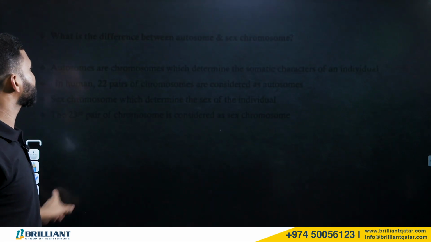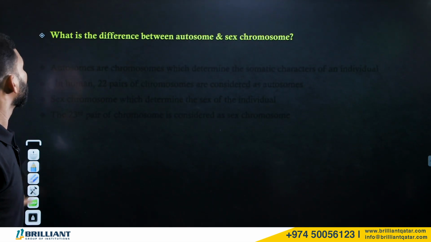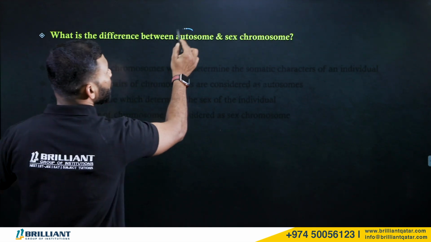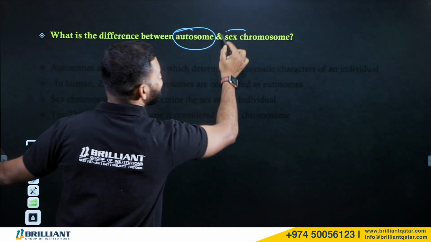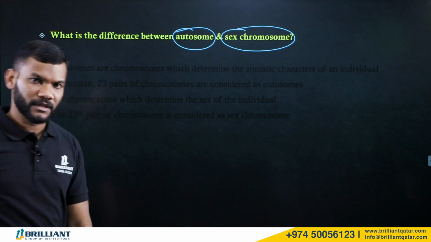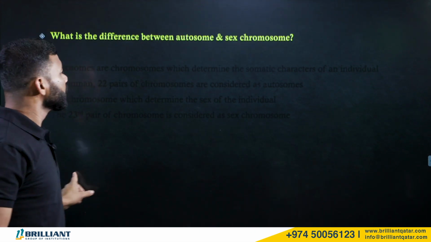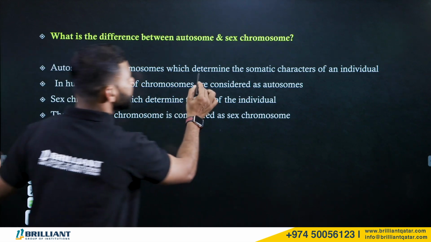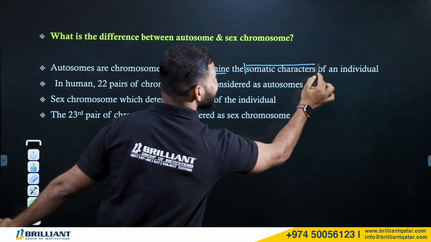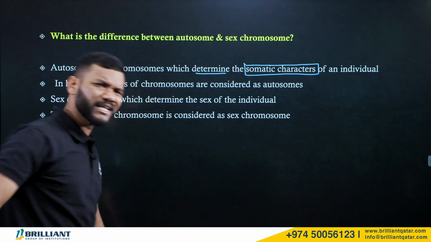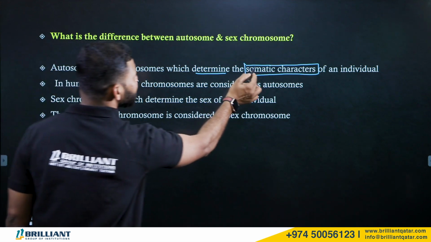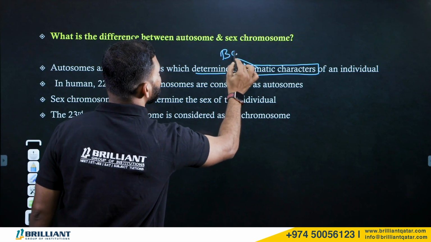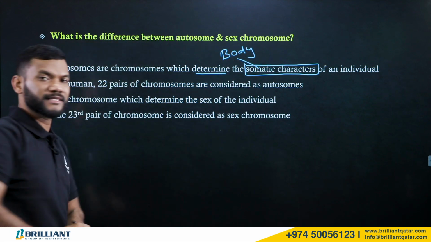Now, let us discuss the second question. What is the difference between autosome and sex chromosome? Now, what is autosome? We have discussed that autosomes are the chromosomes which determine the somatic characters of an organism. What does somatic mean? Somatic means body character, or body.